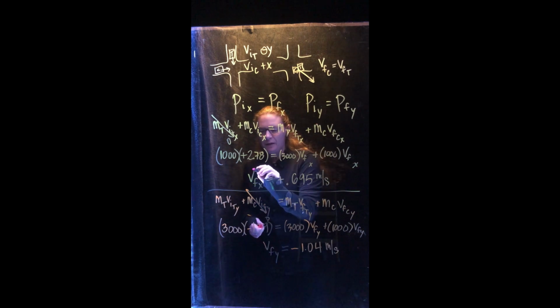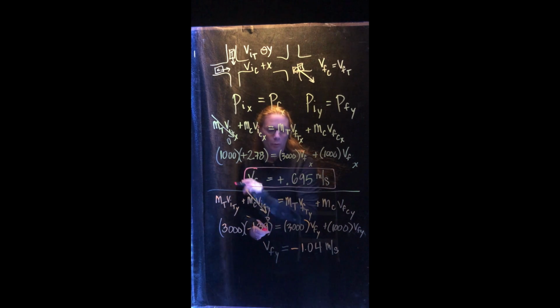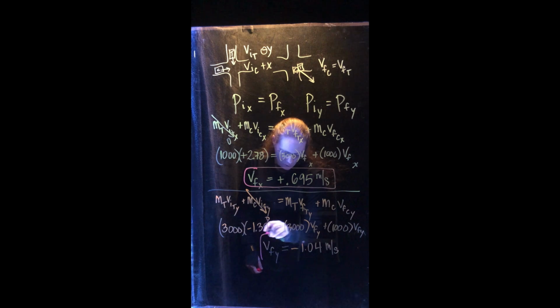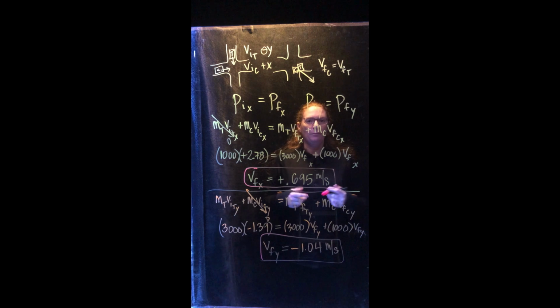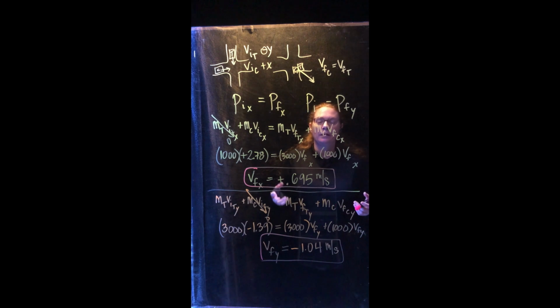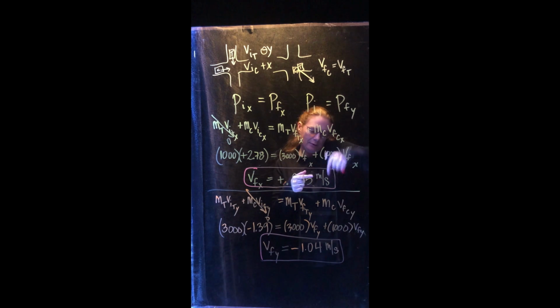I have V final X is about 0.7 meters per second. I have V final Y is about negative 1 meter per second. Am I done? Have I answered? What is the final velocity? I haven't yet. I have the components of the final velocity, but that's not the final velocity. I just know how much in this direction and how much in this direction.